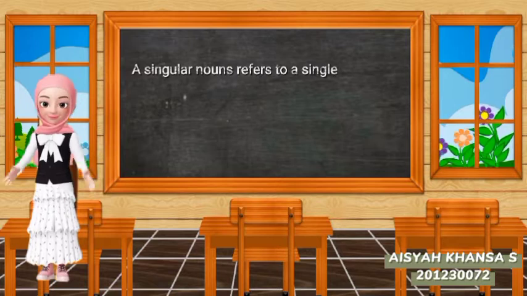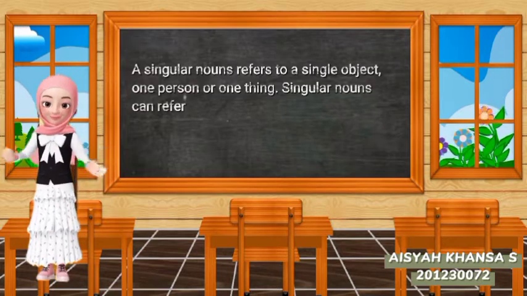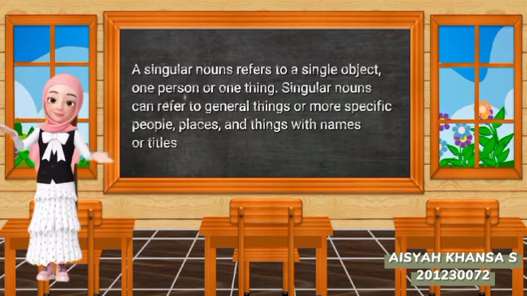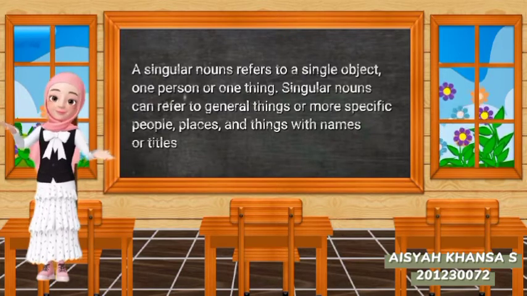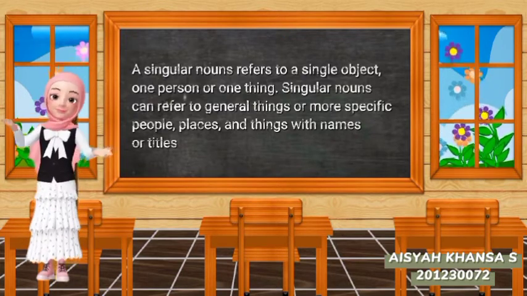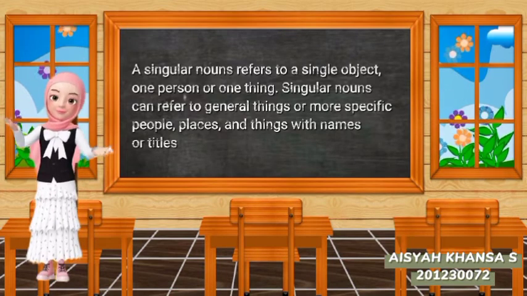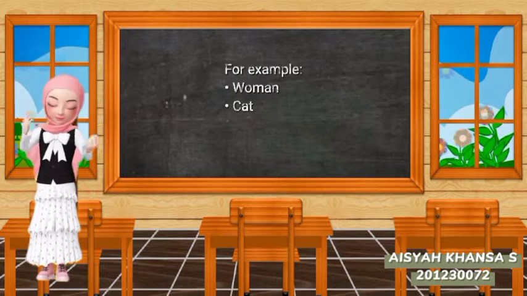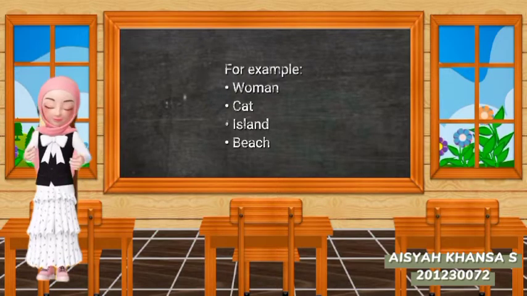Singular nouns refer to a single object, one person, or one thing. Singular nouns can refer to general things or more specific people, places, and things with names or titles. For example, woman, cat, island, beach.